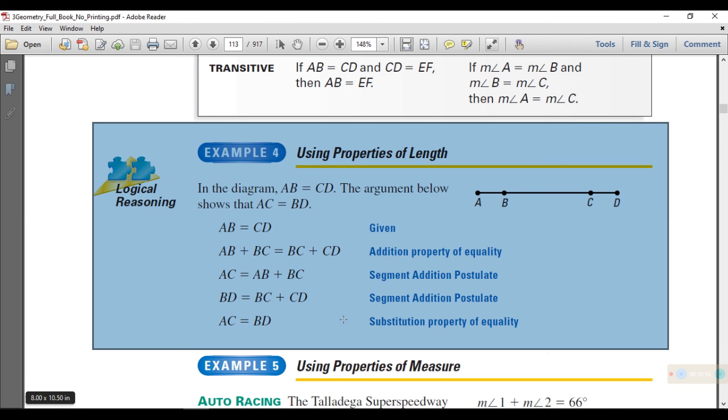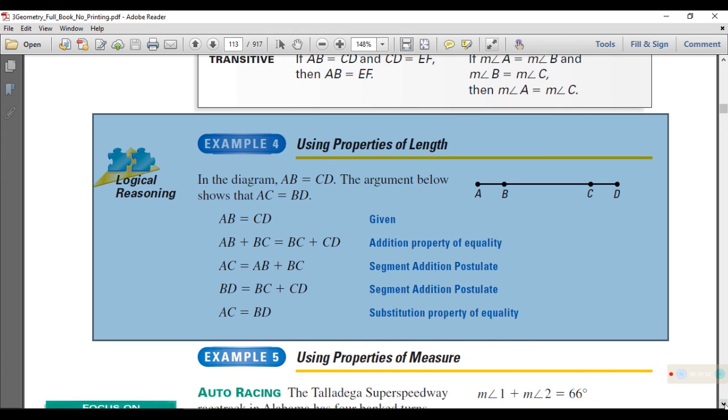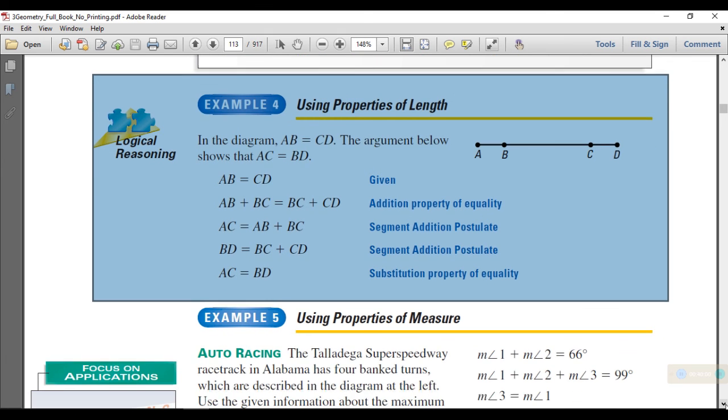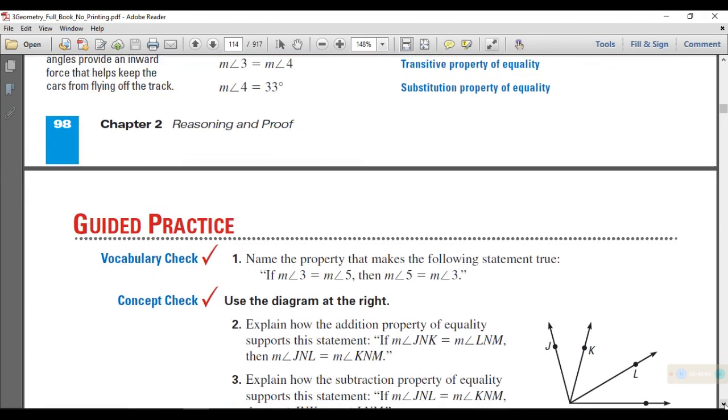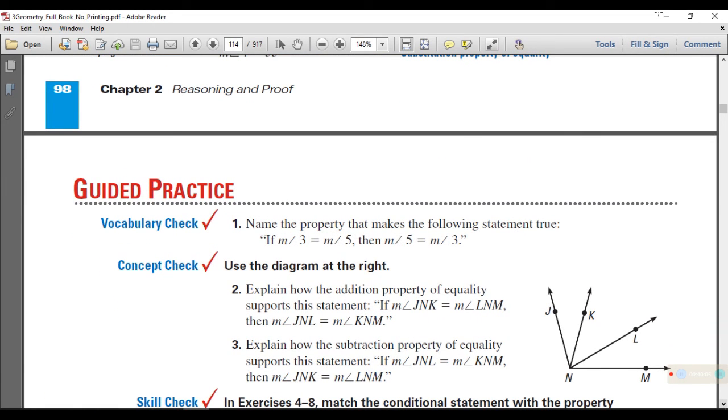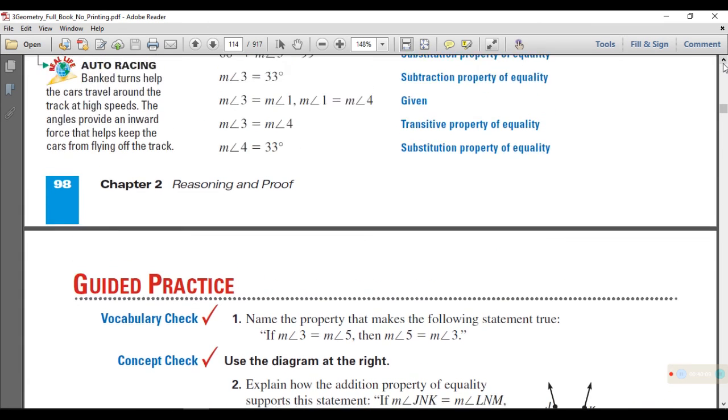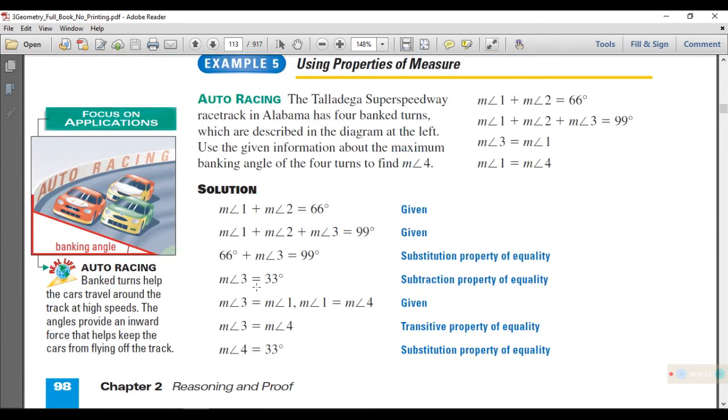Now, let's continue. Using properties of measure. Ganun lang din. So, hindi ko na siya i-explain. So, this is the problem together with the proof nandito sa baba. So, paki-analyze na lang siya.